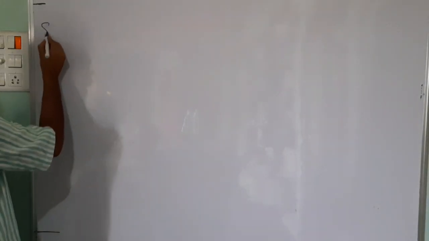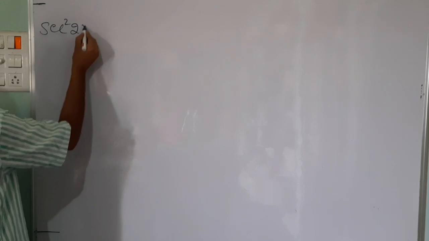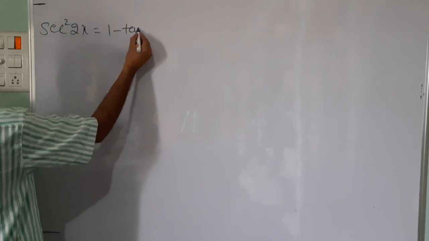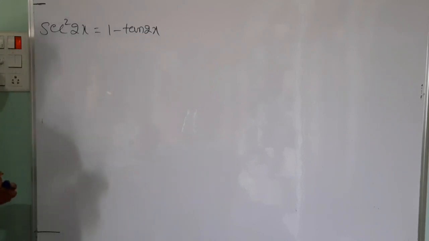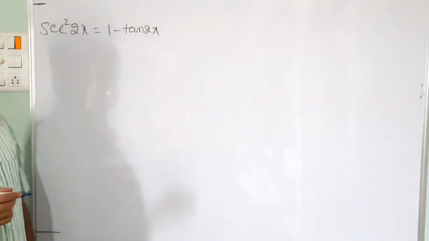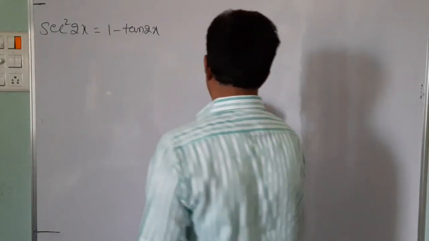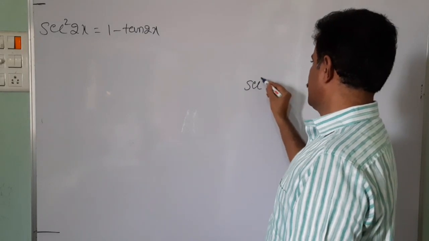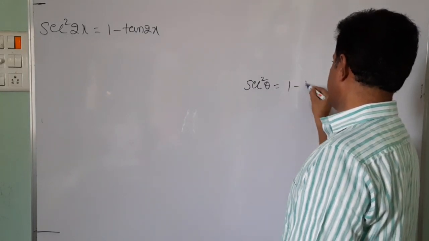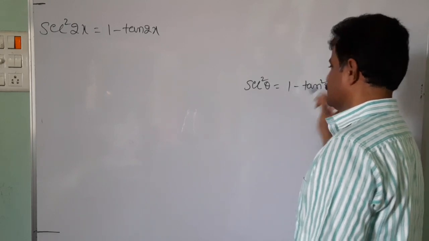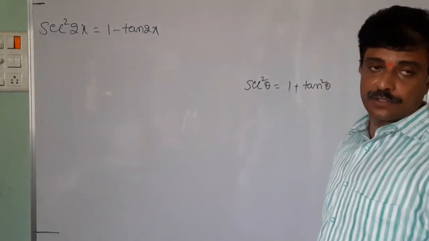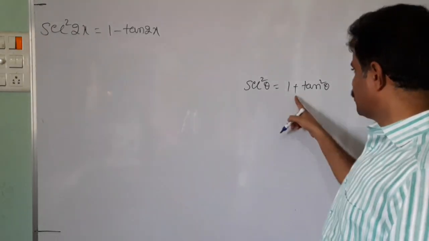Secant square 2x is equal to 1 minus tan 2x. Okay dear students, write the secant square theta formula. So you know that secant square theta is equal to what? Secant square theta is equal to 1 minus tan square theta. Sorry, 1 plus tan square theta. Secant square theta minus tan square theta is equal to 1. Secant square theta is equal to 1 plus tan square theta.